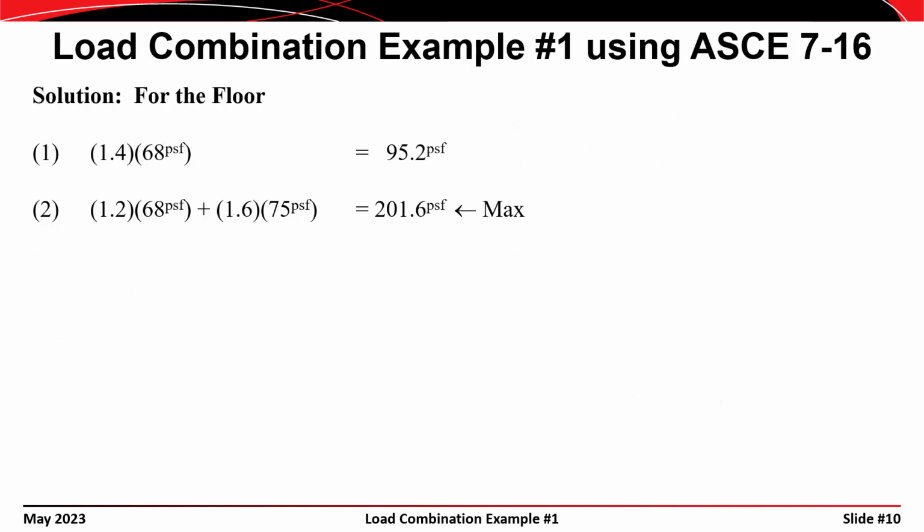When we substitute in our values for dead load and live load into these two combinations, it's readily apparent that load combination number 2 is going to govern with a floor loading of 202 pounds per square foot.